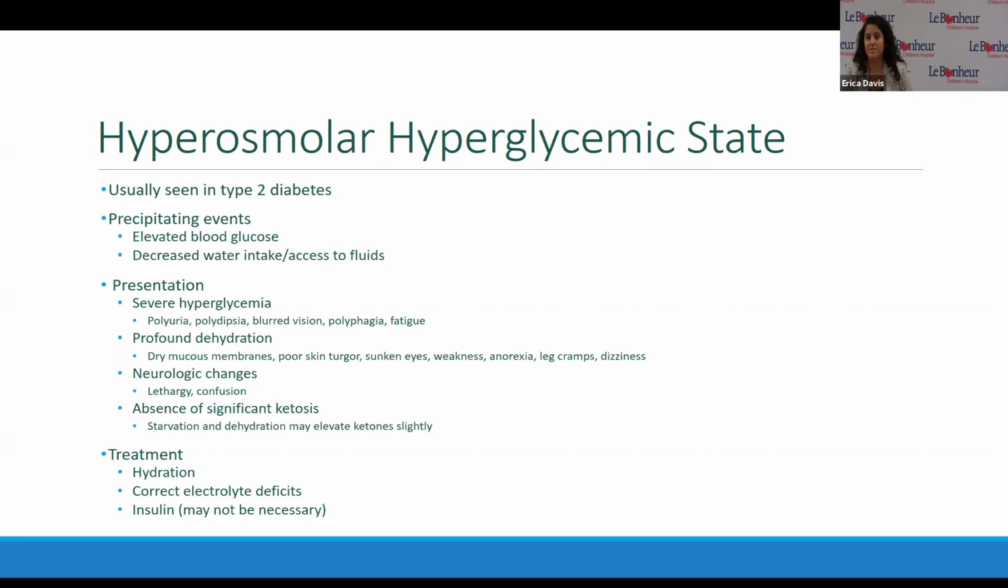That elevated blood glucose a lot of times in HHS is going to be significantly higher than the blood sugar in DKA. So this is when we're going to see those blood sugars in the thousands. So it's going to be a very high blood sugar. So severe hyperglycemia, we see profound dehydration. We're going to see neurologic changes a lot earlier in this HHS. So lethargy, confusion, something that's very different from DKA as well. We don't see significant ketosis. You might see some small ketone amounts due to starvation and dehydration, but it's not as related to the need for extra insulin. So that means treatment's very different.